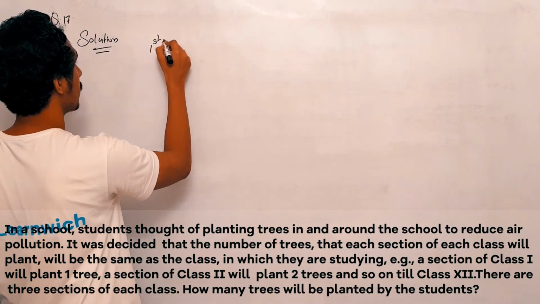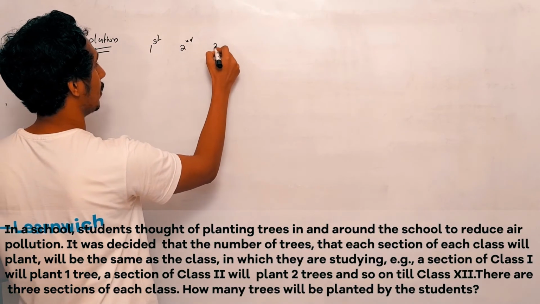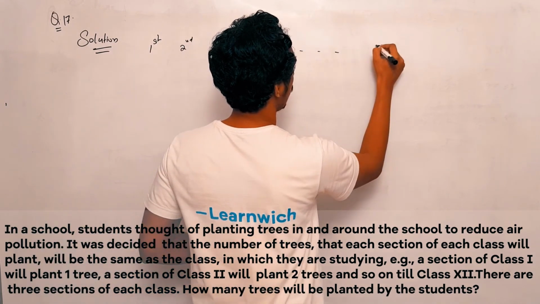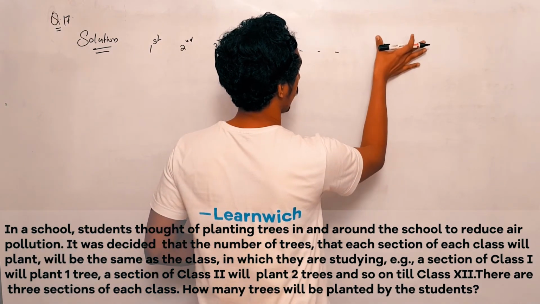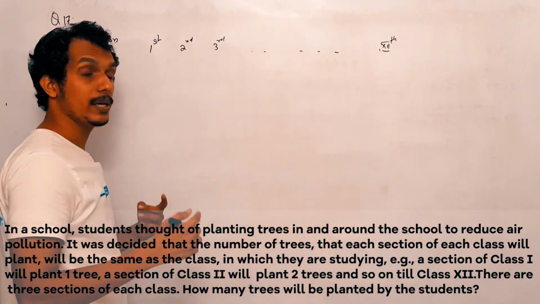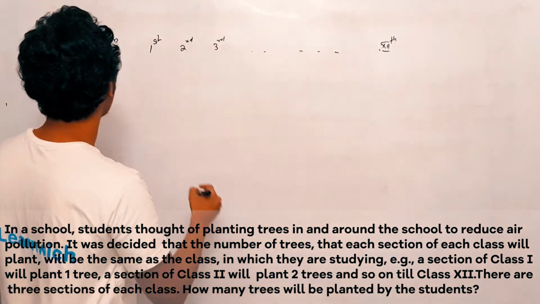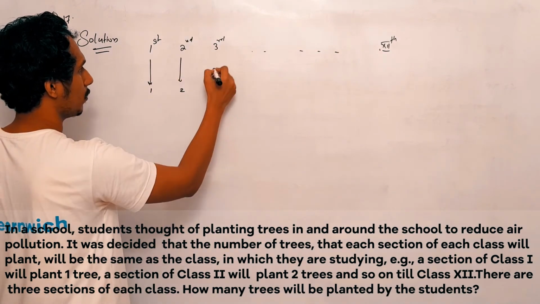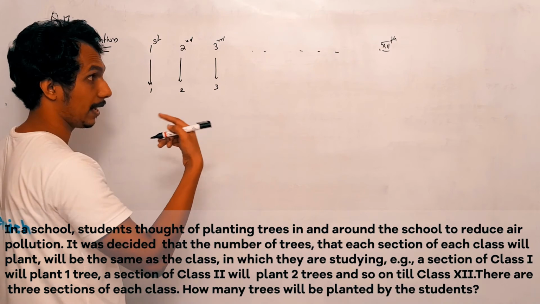So this will be first standard, second standard, third standard, etc., up to the 12th standard. How many trees will the first standard students plant? They will plant only 1 tree. Then 2 trees, 3 trees, etc.